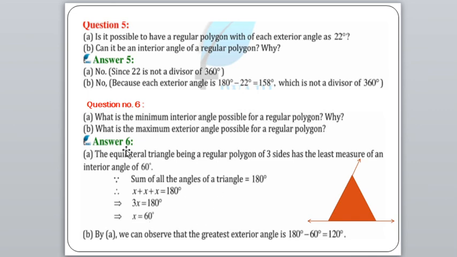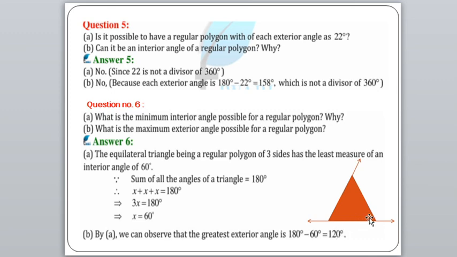Then next, what is the maximum exterior angle possible for a regular polygon? First we took out the minimum possible interior angle, now we want the maximum possible exterior angle. So if the minimum interior is 60, then the maximum exterior will be 120. How? As I told you earlier, the interior angle depends on the exterior, and the exterior depends on the interior. So we can observe that the greatest exterior angle is 180 degrees minus 60 degrees equals 120 degrees.